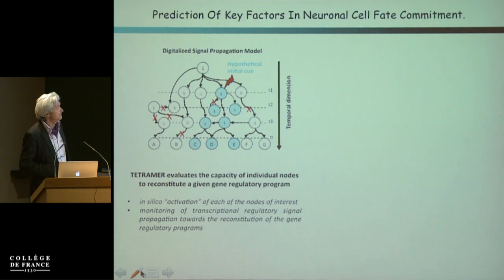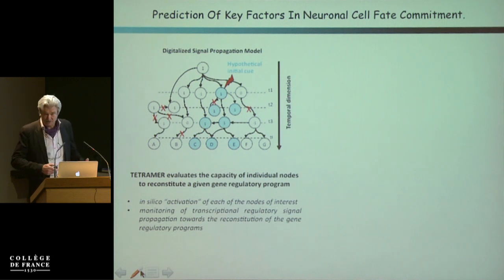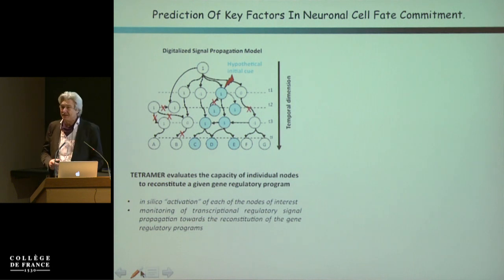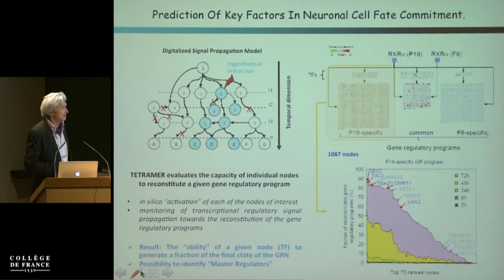Now, this tool, which we call tetramer, has another advantage. We can hypothetically activate a gene at a particular time point and look how much of the final program it constitutes. And by this, you can identify what we call master regulators, because if this is a majority of the final regulated gene program, then this initially activated gene, which is just bioinformatically active, must be a master regulator.